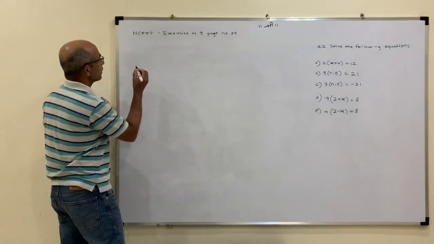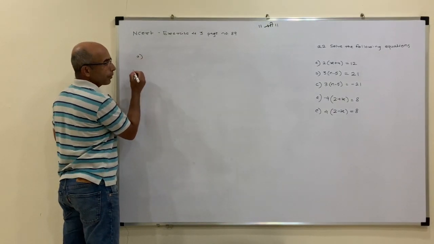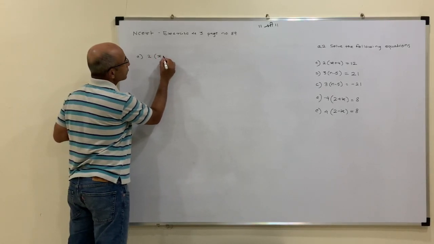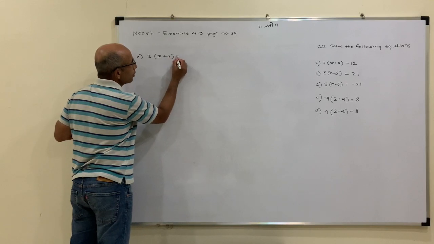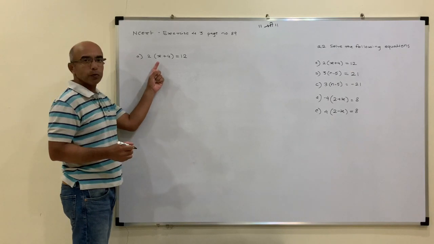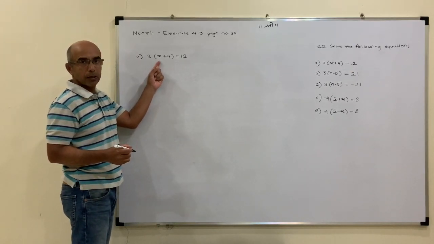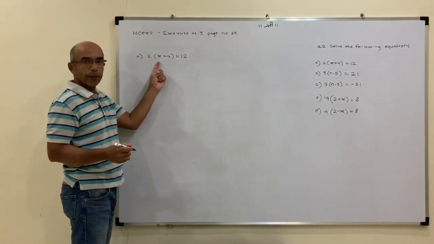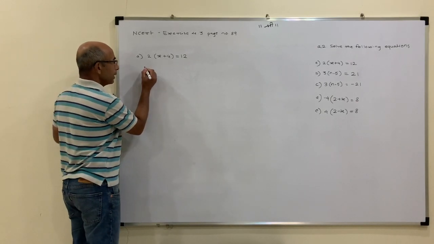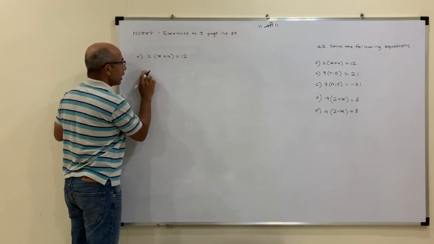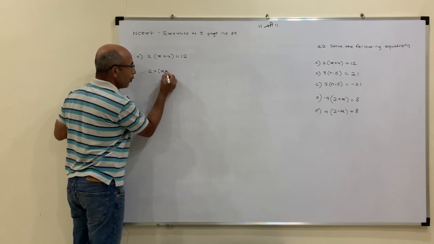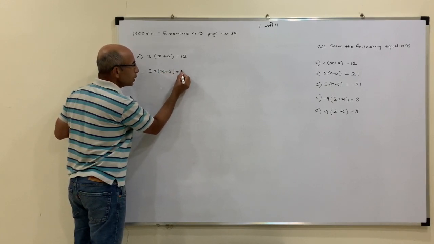Now let's first look at problem A. The problem in A is 2 into x plus 4 equals 12. To solve the equation, that means we need to find the value of x. So to find the value of x, we need to isolate x. Now I'll be rewriting this problem again: 2 into x plus 4 equals 12.